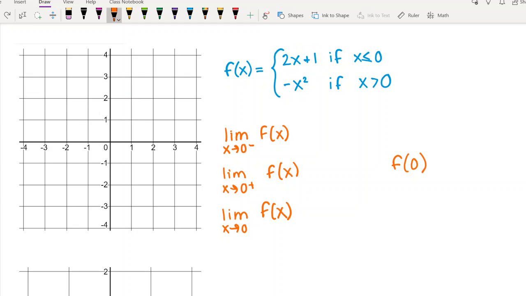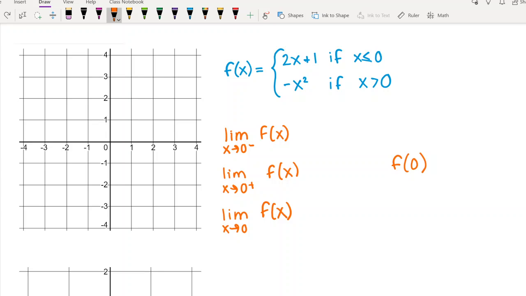And then similarly, you would want to be plugging into the bottom function for the numbers from the right. And then the limit without left or right, remember that you have to look at whether they agree or not, and that will tell you what to put there. And then finally, f of 0. Well, if you look at these two equations, the equal part is on the top equation. So you'd actually use the top equation to evaluate f of 0.